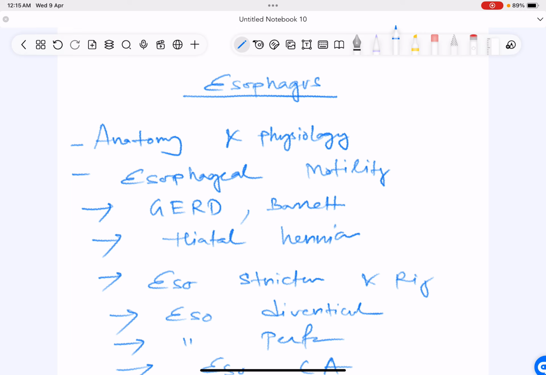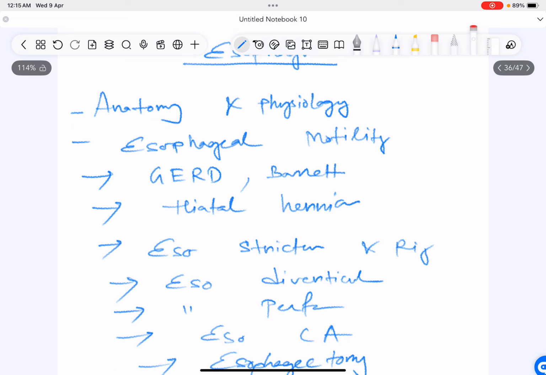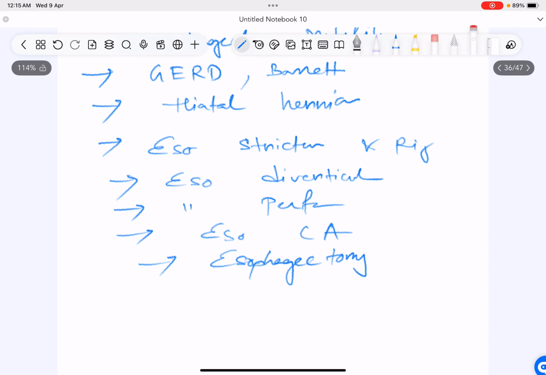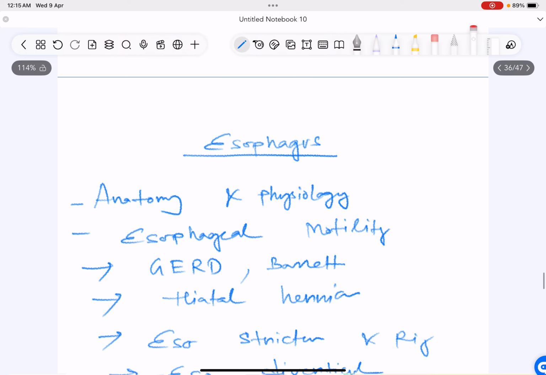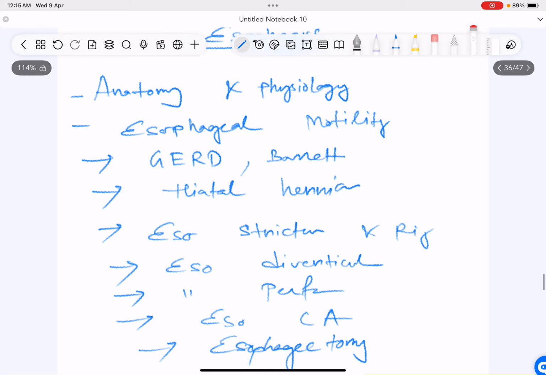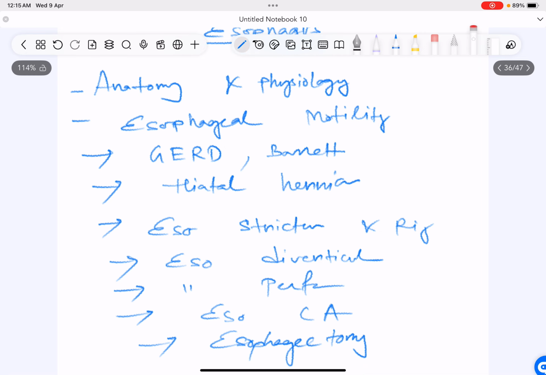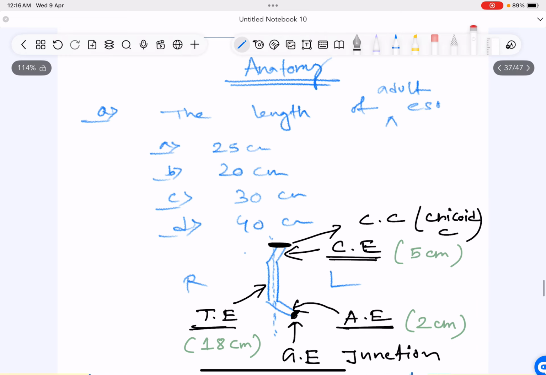First of all, we'll discuss anatomy and physiology of the esophagus. Then we'll cover esophageal motility, GERD and Barrett's esophagus, hiatal hernia, esophageal structure and rings, esophageal diverticulum, perforation, carcinoma, and esophagectomy. Because it will be a long lecture, we'll divide it into multiple segments. First, let's discuss the anatomy and physiology, and a few conditions we'll discuss along with it.